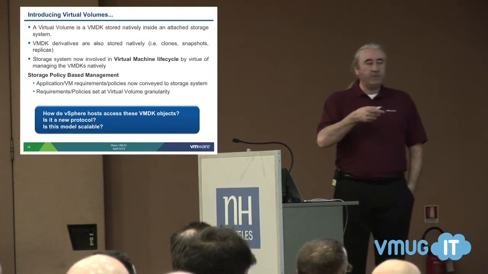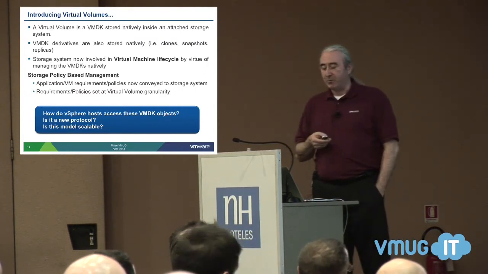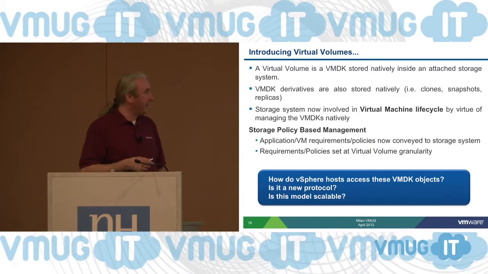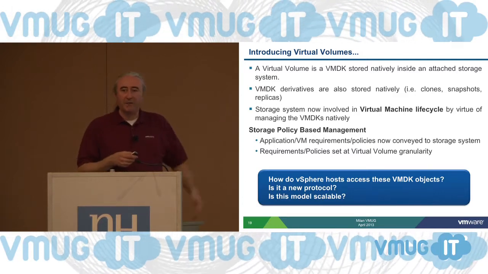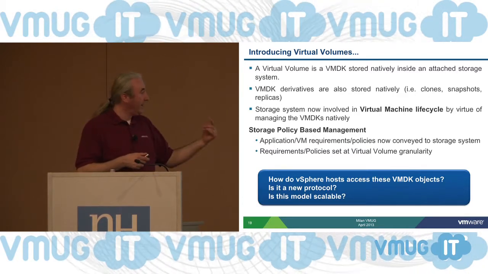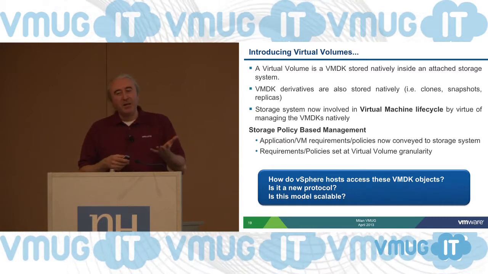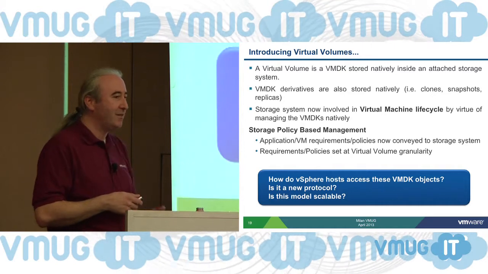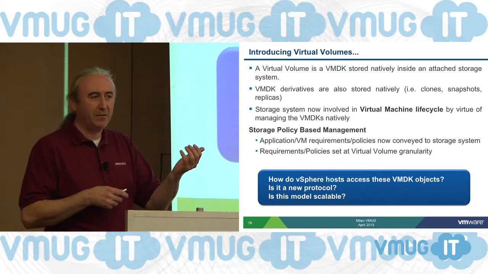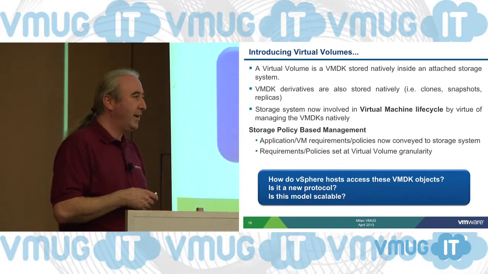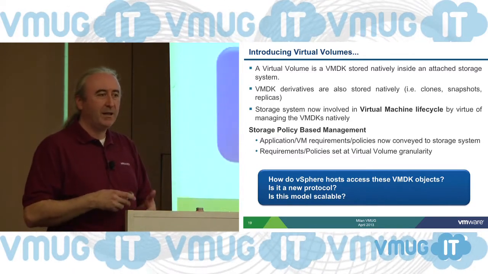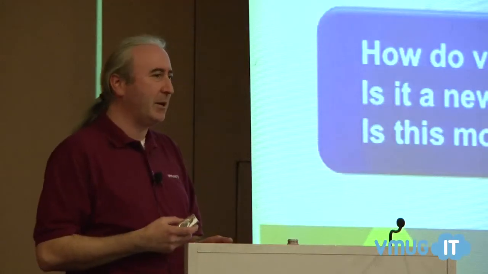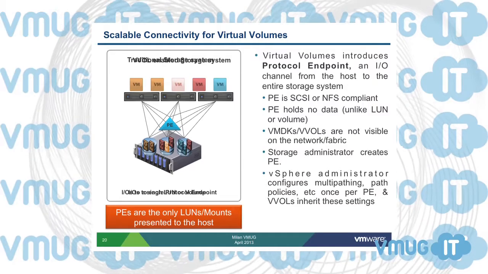So how do vSphere hosts now access these objects? This is the next big thing. Are we implementing some kind of new protocol to allow us to achieve this? And how do we scale it out? Because we do have a number of scalability restrictions at the moment, right? It's 255 LUNs per host, 1024 paths. We have customers who are already hitting these limits now. So will vVols help them?